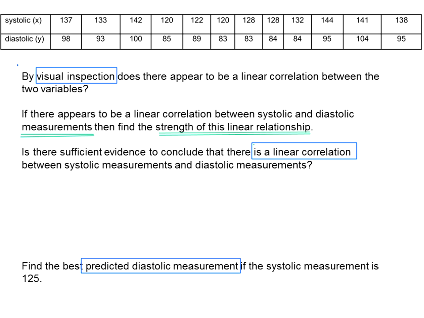Okay, so go ahead and start by graphing your data. And so the first question I have for you is, does your scatter plot suggest that we have two variables that are related to where a linear relationship exists? Do we have a linear correlation between our two variables? That's my first question.